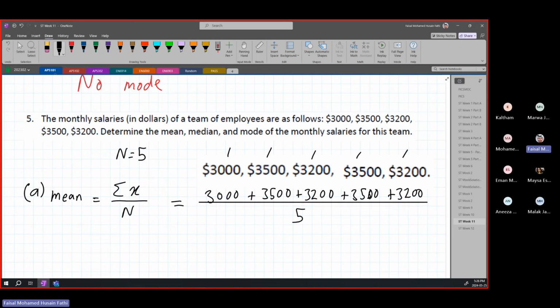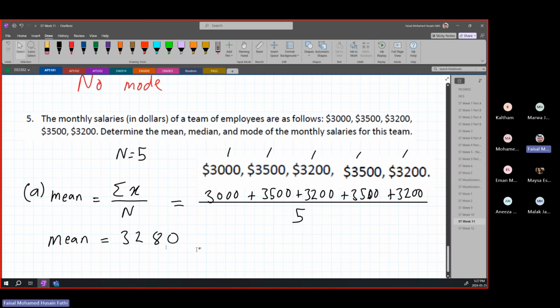So our mean, it's very easy to find, very straightforward. We just put this into the calculator. So 3,000 plus 3,500 plus 3,200 plus 3,500 plus 3,200 divided by 5 is going to give us 3,280. All right. So in this case, this is our average. The average salary, the average monthly salary. So you can say this is in dollars.